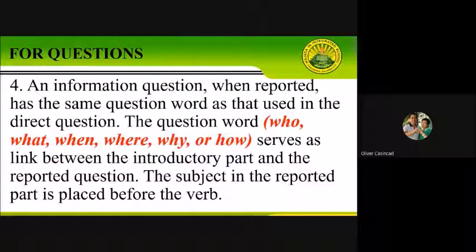Next, number 4. An information question, when reported, has the same question word as that used in the direct question. The question word who, what, when, where, why, or how serves as the link between the introductory part and the reported question. The subject in the reported part is placed before the verb. So the information questions are questions asking for a specific information. It is not answerable by yes or no.